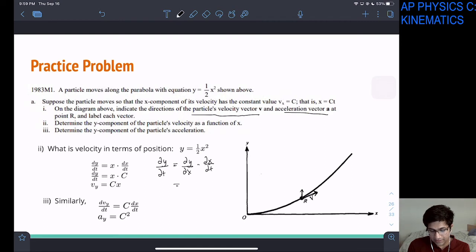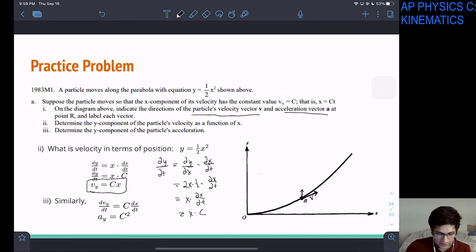And dy/dx, we can solve for that. That's easy. It's just 2x times a half, right, times dx/dt, which is just x times dx/dt. Okay, chain rule. And we also know dx/dt, right? That's just our velocity, and that's a constant c, so it's just x times c. So this is our y velocity, our y component of the particle's velocity.